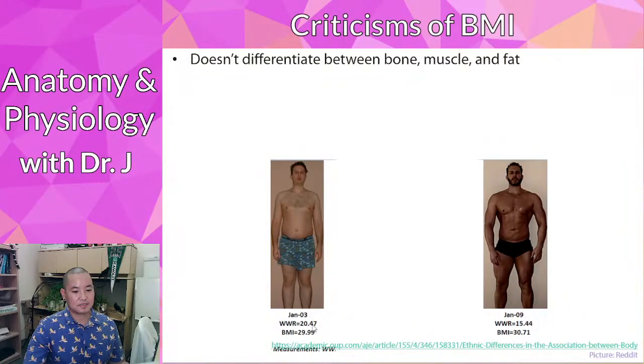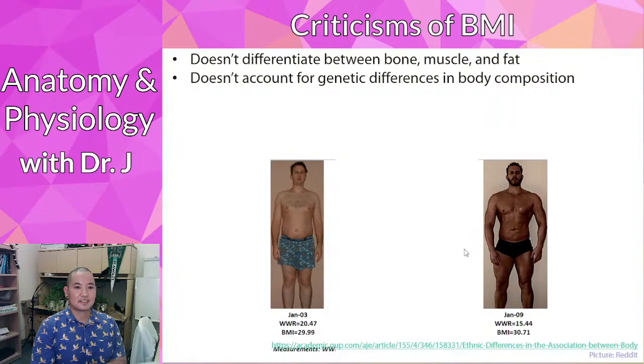And especially if you compare this, he has a BMI of almost 30, which would be considered obese. And over here, he's considered obese because he has a BMI over 30. Does he look like what we typically associate with obesity? So it also doesn't account for the genetic differences in body composition.